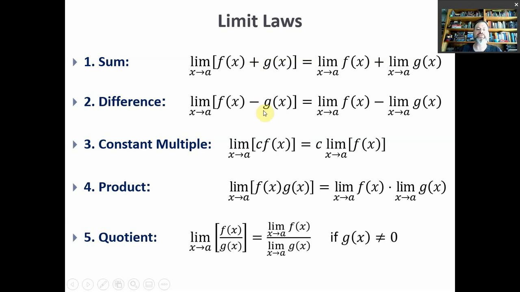So sum and difference should totally make sense. Constant multiple is nothing but a generalization of a sum or a difference, right? If you have a function times a constant, you can pull that constant to the front. Again, that's how functions work, so it makes sense that it works for limits. Same thing with the product: if you have a product of two functions, you can distribute the limit inside the product. So limits distribute inside any arithmetic operations. And of course, quotients, same thing. We can distribute that limit inside the division sign.